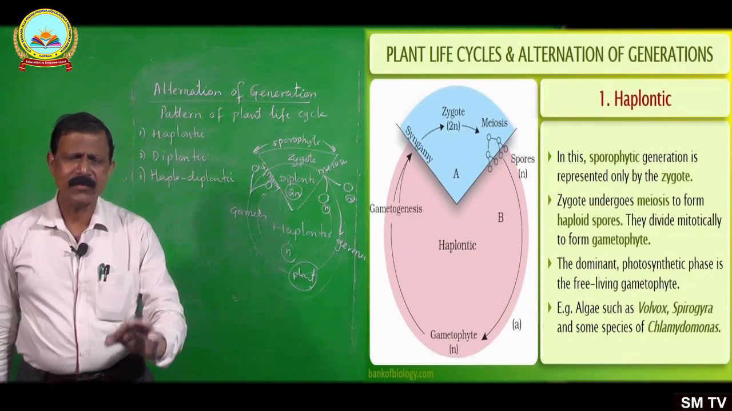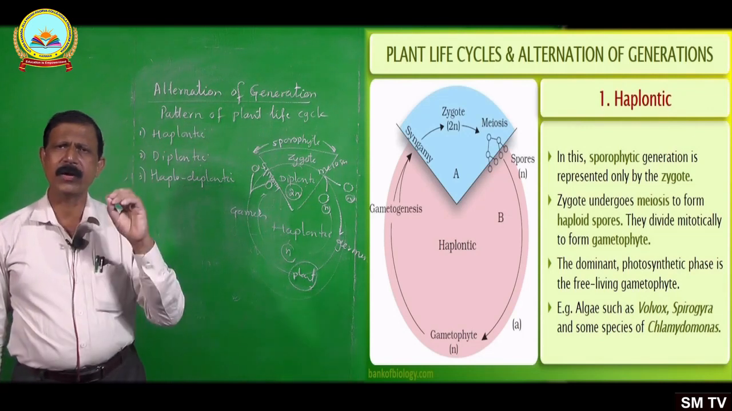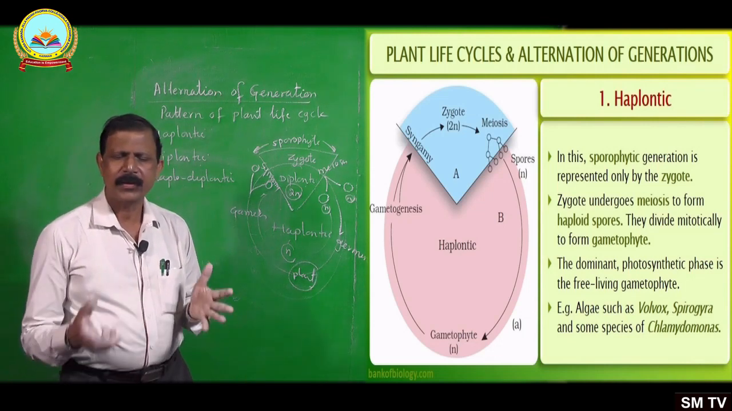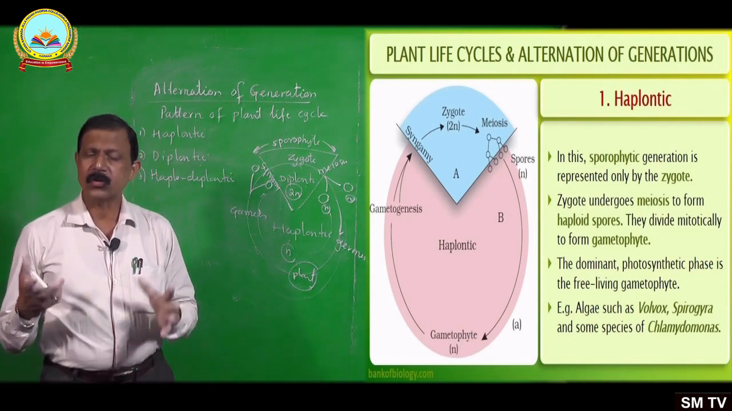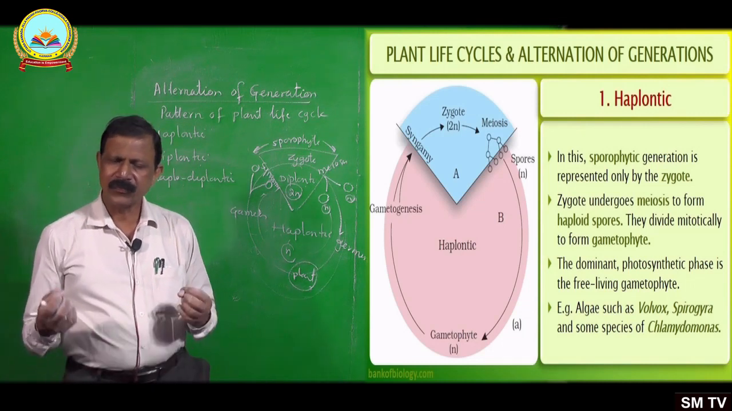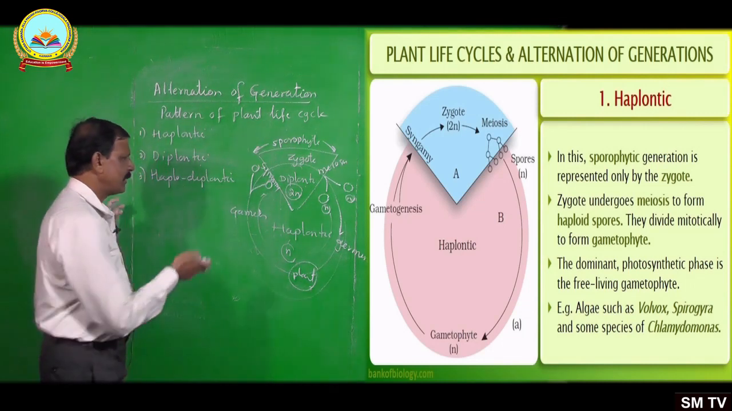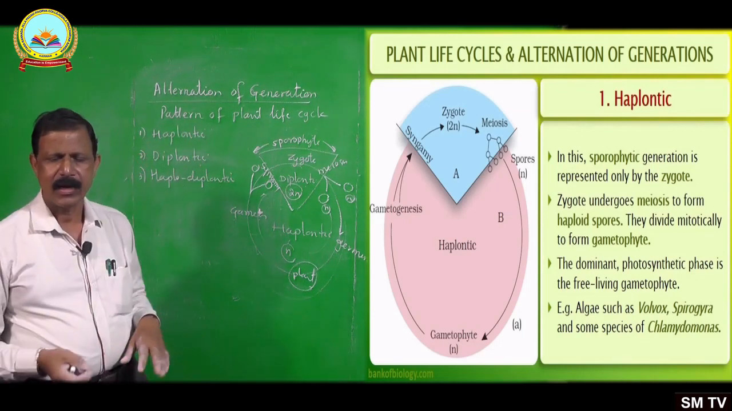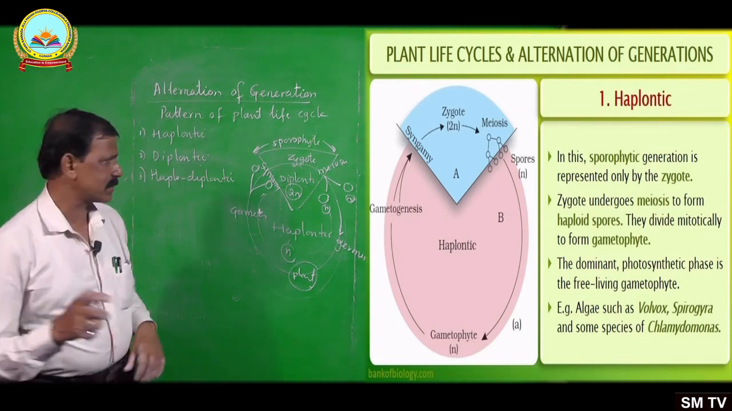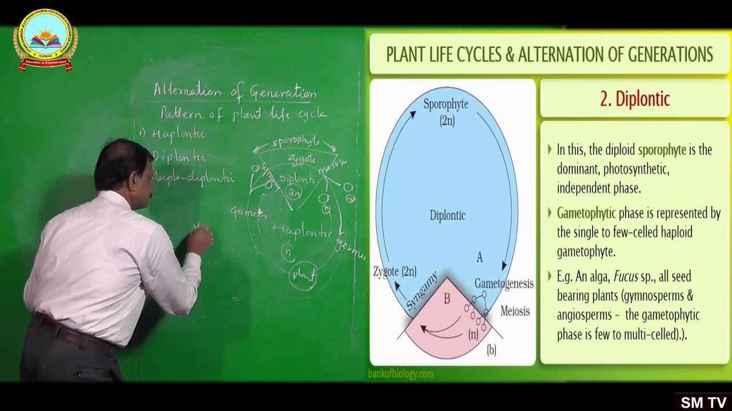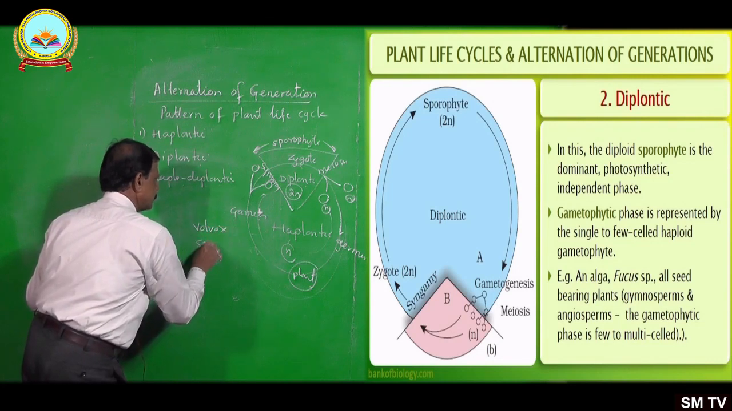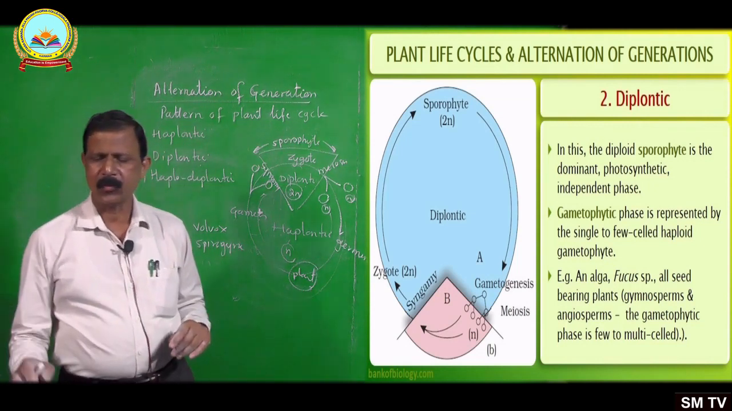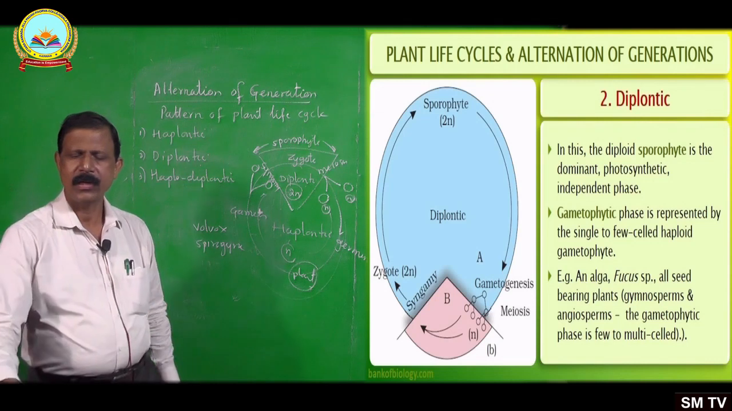The haploid spores divide mitotically to form the gametophyte plant body, which is the dominant, photosynthetic, free-living phase. It once again produces gametes and repeats the cycle. The best examples are Volvox and Spirogyra; generally in algae such as Chlamydomonas are the best examples for the haplontic life cycle.